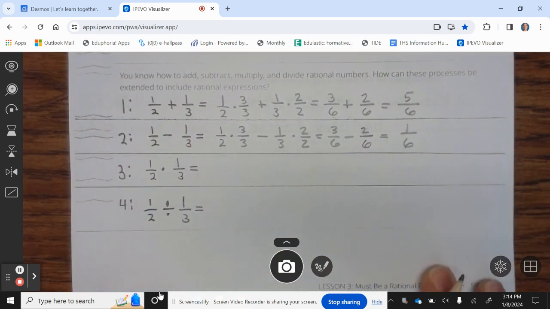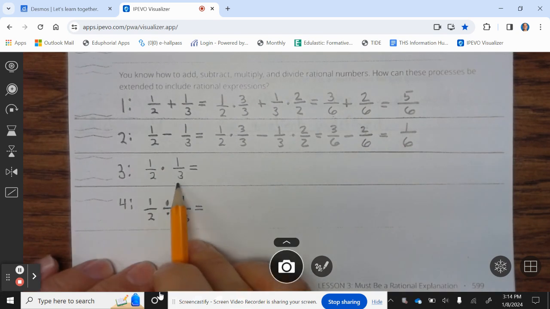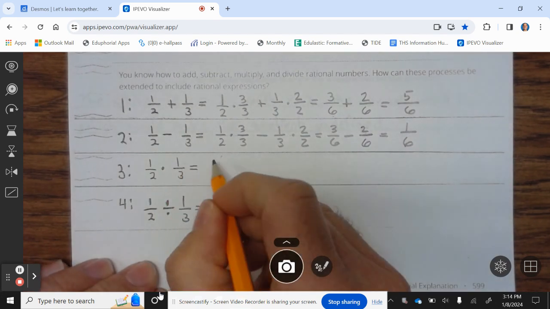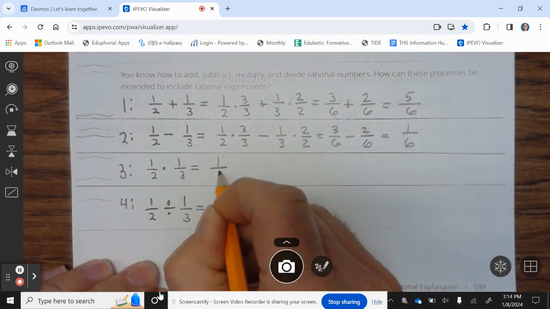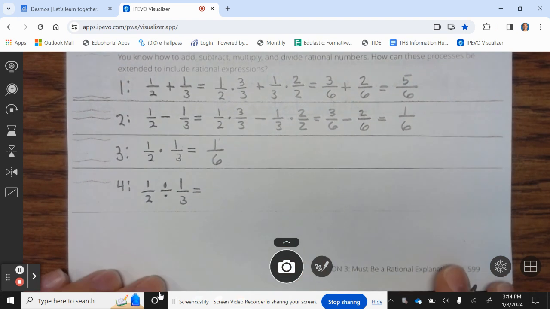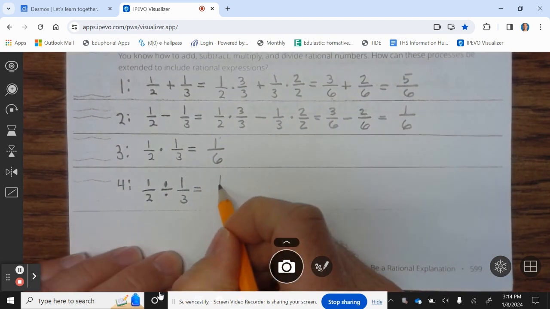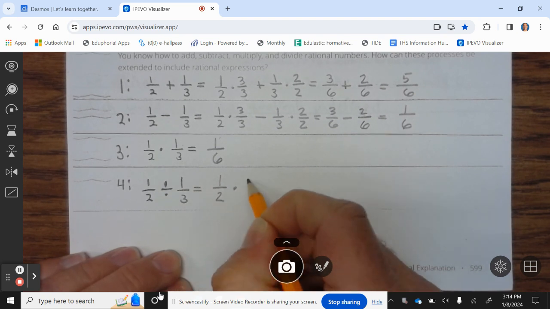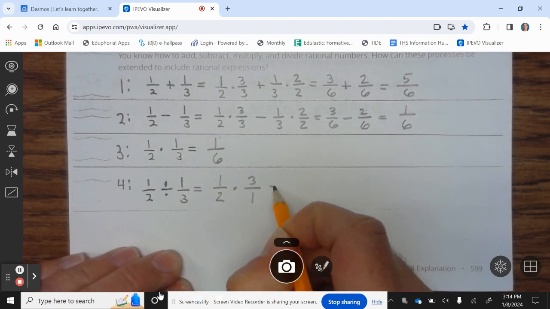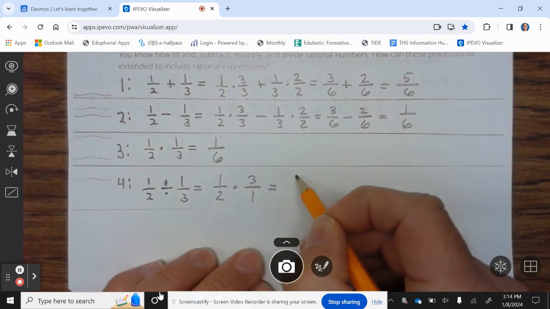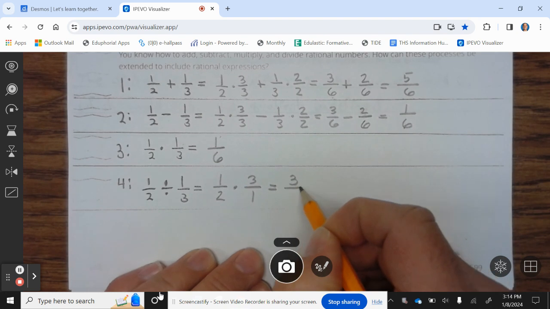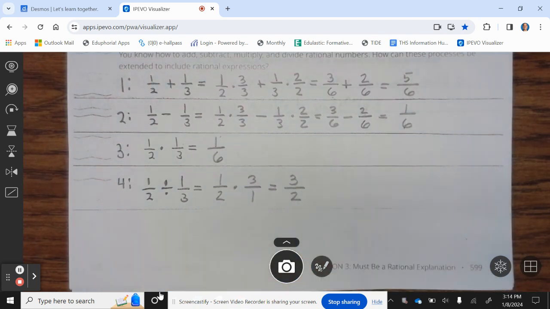All right, let's take a look at number 3. 1/2 times 1/3 is 1 times 1 is 1, 2 times 3 is 6. Now, when you divide by a fraction, you flip and multiply. So this becomes 1/2 times 3 divided by 1, which is equal to 3 divided by 2. All right, let's take a look at the next page.